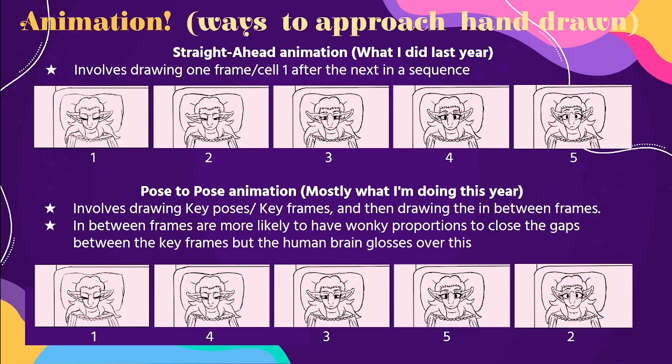So, from that point, we go on to animation. And there are 2 main ways to approach hand-drawn animation. One way is called straight-ahead animation. It involves drawing one frame or cell after the next, so you go 1, 2, 3, 4, 5 in sequence. What most professionals do is pose-to-pose animation, which involves drawing the key poses or frames and then drawing the in-betweens, which, depending on if you're doing squash and stretch kind of animations, are sometimes called smear frames.